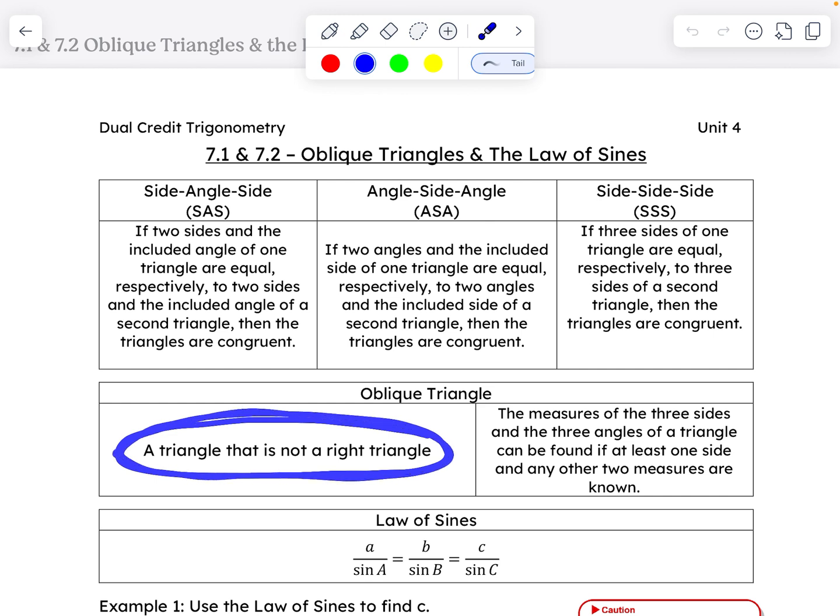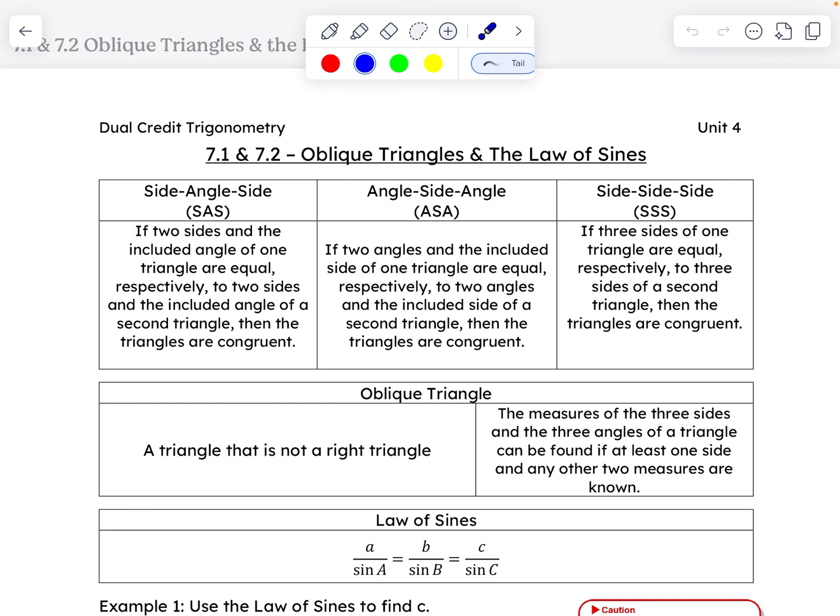So we've been working a lot this semester in this class with right triangles, using SOHCAHTOA and our Pythagorean theorem, a squared plus b squared equals c squared. What we're going to talk about today and in our next set of notes is the law of sines and the law of cosines, which is going to help us solve oblique triangles, which is any triangle that's not a right triangle.